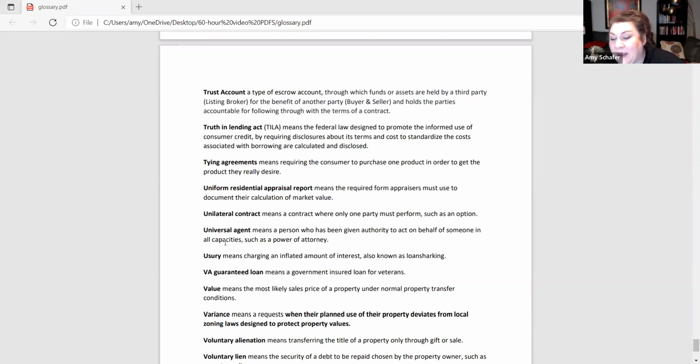Tying agreement, or it's maybe called a tie-in agreement, is another antitrust law, but it is also discussed in the Iowa code. And this is when we require a consumer to purchase one product in order to get the one that they really want. So forcing someone to list their property with you in order to buy the lot that they want. They can make those two separate decisions, but you can't refuse the lot if they don't list it with you. It's got to be two separate decisions. They cannot be tied together.